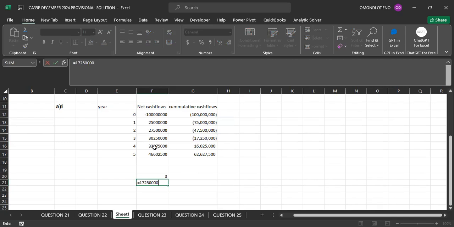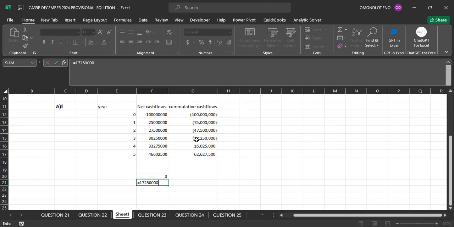I'll get to the next year, that is year 4, because if I take the whole of year 4, I'll be having an excess of 16,025,000. So it means it is between 3 and 4. My payback period is between year 3 and year 4. That is slightly above year 3 and slightly below year 4.